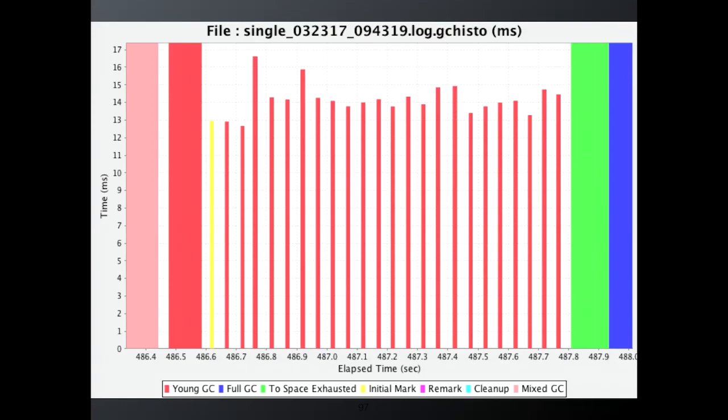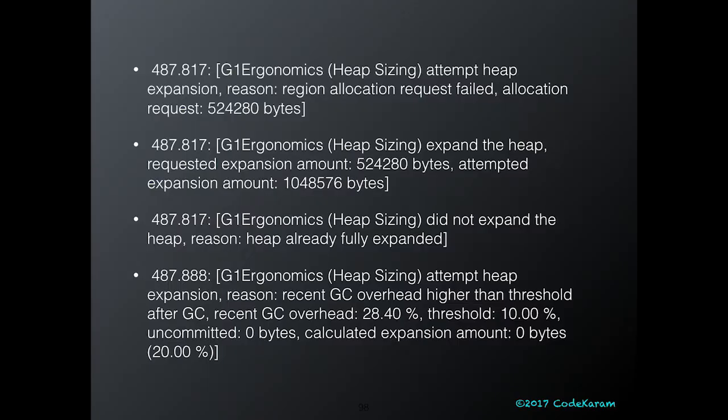So I opened that in GC Histo, and what I see is my initial mark cycle, and I don't see any other things. So my concurrent cycles are having issues, and I see that I have full collections right after the to-space exhausted, because to-space exhausted couldn't do much work either. And then I also see a bunch of messages in PrintAdaptiveSizePolicy output for the same section.